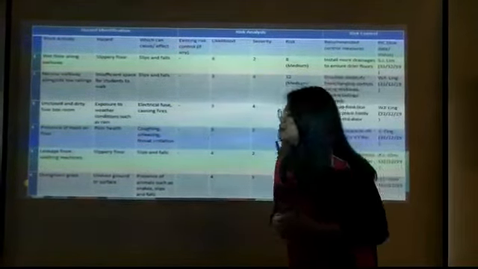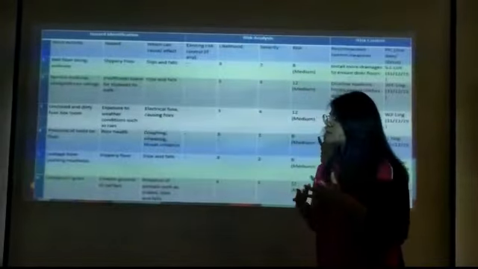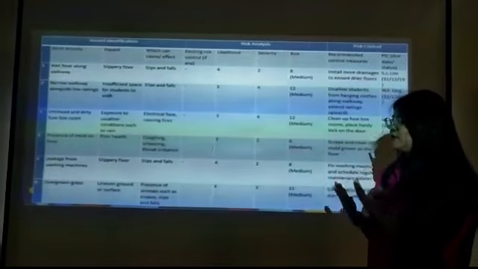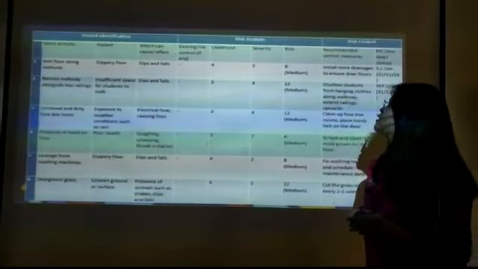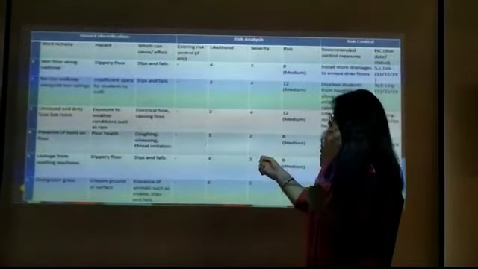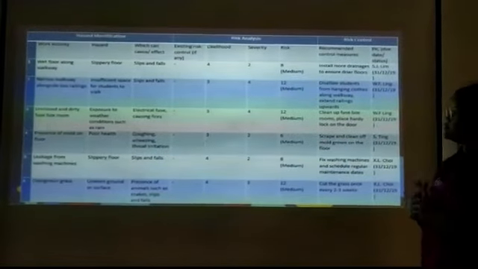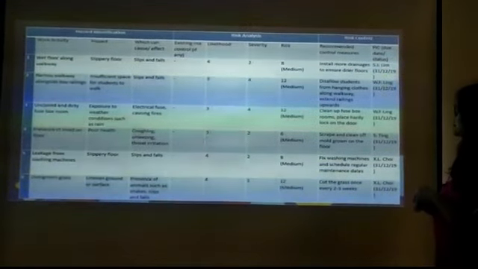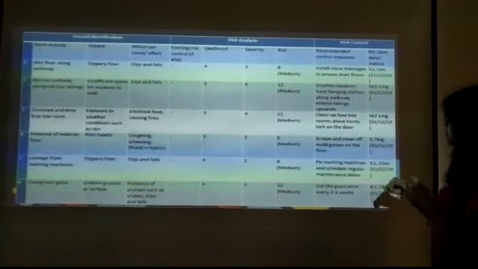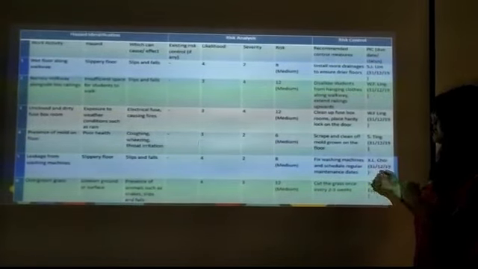And the fifth one is leakage from washing machines. It can cause the slippery floor, and the residents most probably will slip and fall. So the likelihood of the fifth hazard is 4 and the severity is 2. So the total risk is 8, which is a medium risk. So the method that can control the hazard is fix washing machines and schedule regular maintenance dates.